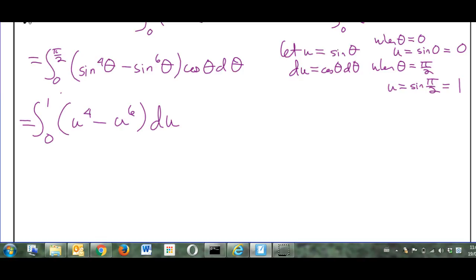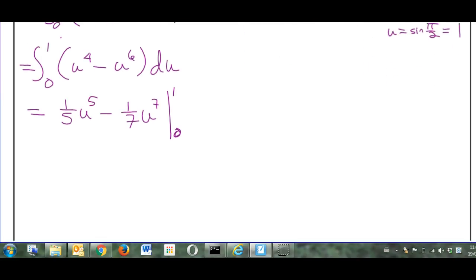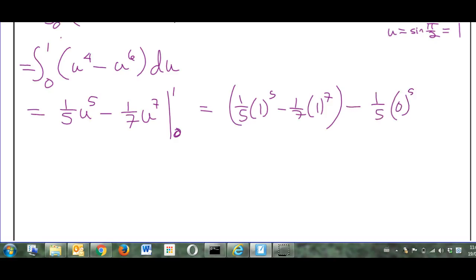Right, okay, so what's the antiderivative of u to the 4th? It's 1/5 u to the 5th minus 1/7 u to the 7th evaluated from a lower boundary of 0 to an upper boundary of 1, which is equal to 1/5 1 to the 5th minus 1/7 1 to the 7th minus 1/5 0 to the 5th minus 1/7 0 to the 7th.